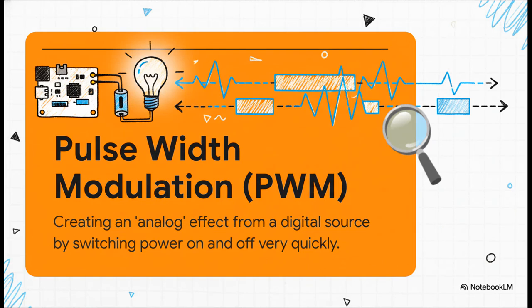The answer is this really clever trick called pulse width modulation, or PWM for short. Just imagine flicking a light switch on and off thousands of times a second. If you leave it on for longer than you leave it off, the light is going to look brighter, right? And if you leave it off longer than it's on, it'll seem dimmer. PWM is basically the digital version of that, and it gives us super fine-grained control over things like motor speed and position.